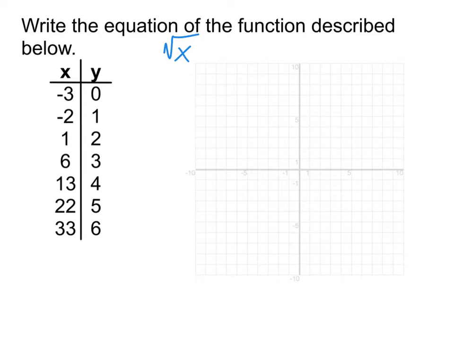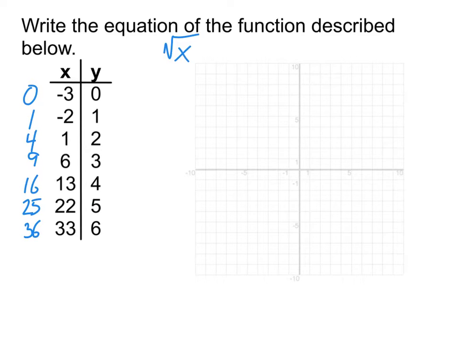So let's take a look then down our y column here. The square root of what is 0? 0. So if this were a 0, I could get 0. The square root of what is 1? 1. The square root of what is 2? 4. Square root of 4 is 2. Okay. Square root of what is 3? 9. So this is really going through that whole set of all those numbers that I normally would take the square root of to get that.